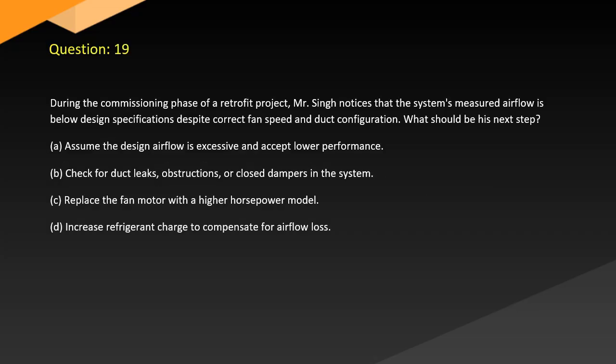Question 19. During the commissioning phase of a retrofit project, a technician notices that the system's measured airflow is below design specifications despite correct fan speed and duct configuration. What should be his next step? A. Assume the design airflow is excessive and accept low performance. B. Check for duct leaks, obstructions, or closed dampers in the system. C. Replace the fan motor with a higher horsepower model. D. Increase refrigerant charge to compensate for airflow loss.